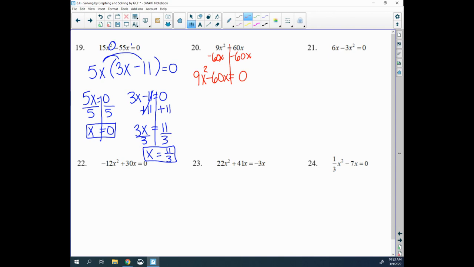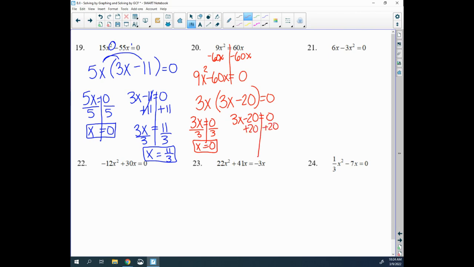Okay, so your GCF, the biggest number that divides into 9 and 60 evenly, is 3, and we're going to pull out a single x. 3 times 3 would give me 9. I had 2 x's, but I pulled 1 away, so that leaves me with 1. 3 times negative 20 would give me negative 60, and I had an x, but he left the building. Set each factor equal to 0. Over here, you're going to divide and get 0. Over here, you would add 20 and then divide by 3.